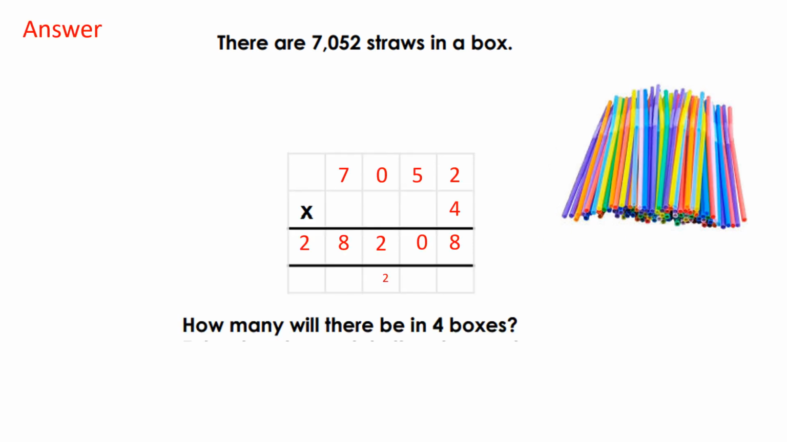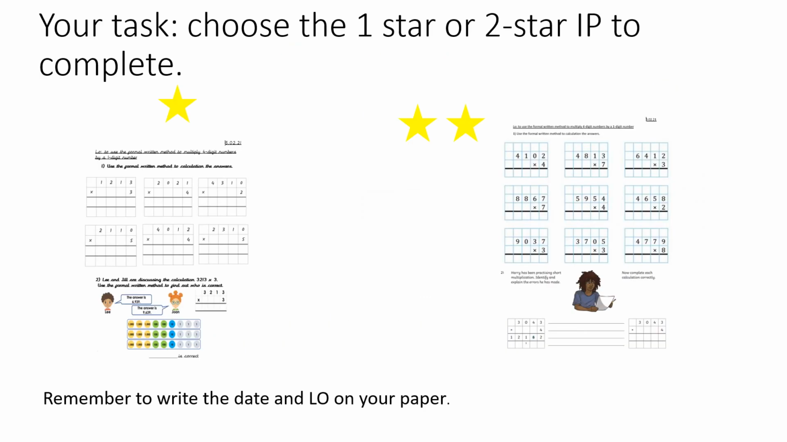So in 4 boxes, there would be 28,208 straws. Wow, that's a lot of straws. Check your calculation. Does it look like the one on the screen? Choose the 1-star or 2-star IP, which you can find on WordPress or you can see on the screen now to complete. Remember to write the date and LO on your paper before you complete this.